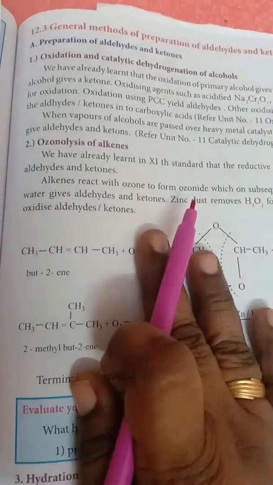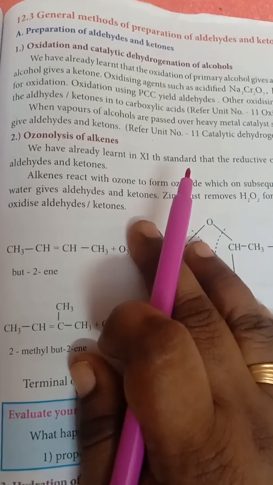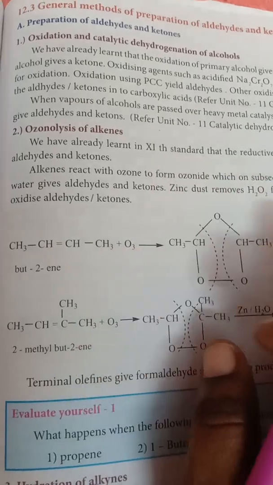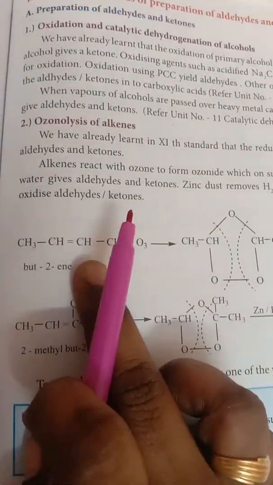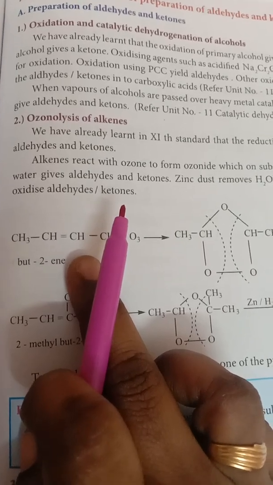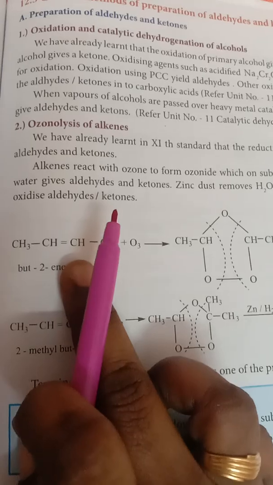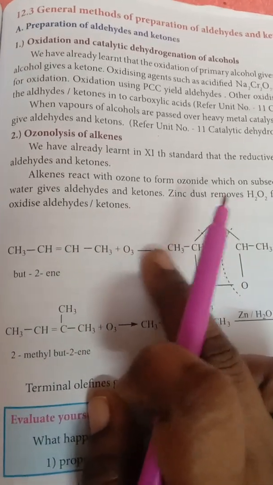The next one is an important question, that is ozonolysis of alkenes. If you subject alkenes to the process of ozonolysis, you get aldehydes and ketones. That we'll see now. First, take any alkene. Alkene means it must have a double bond, that you have to remember. Here they have taken butene, and they are subjecting it to the process of ozonolysis.